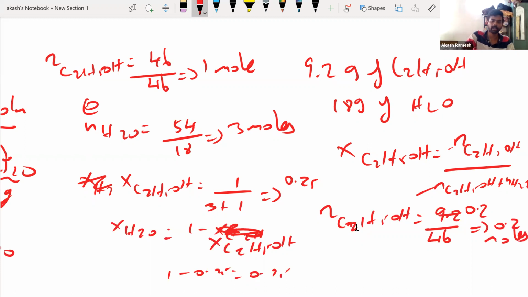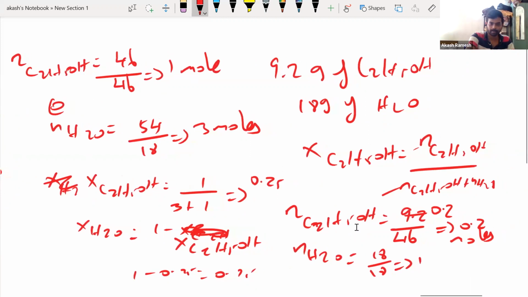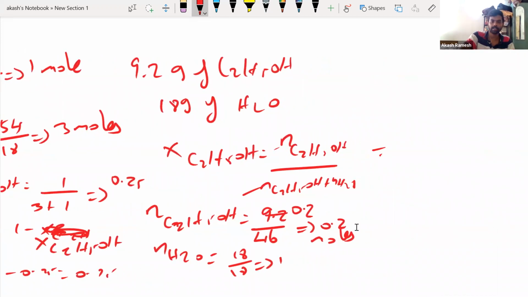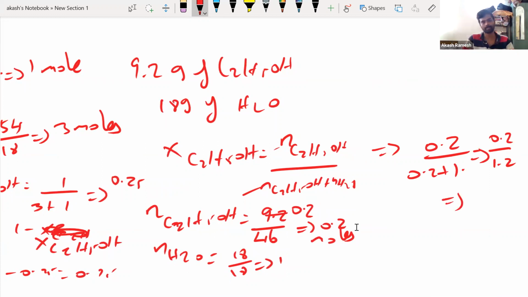Right? Same way, number of moles of water is given mass by molecular mass. They have given 18 grams of water. So 18 divided by 18, which is 1 mole. Now I can easily substitute it here. It is 0.2 divided by 0.2 plus 1, which will be 0.2 divided by 1.2. So 0.2 by 1.2 would be the answer. Very, very simple. They have given you the mass, convert into moles, and calculate the mole fraction. As simple as that.